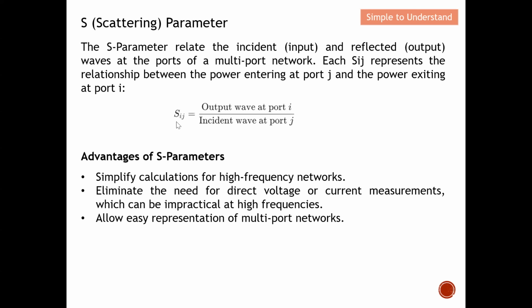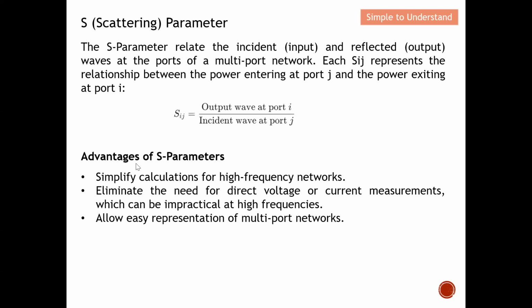So the S parameter here is the output wave at port I and the incident wave at port J. When you insert a source, this will be an incident wave. For example, in this case at port J, then you will get some value at the output port, which is at port I, as illustrated over here.